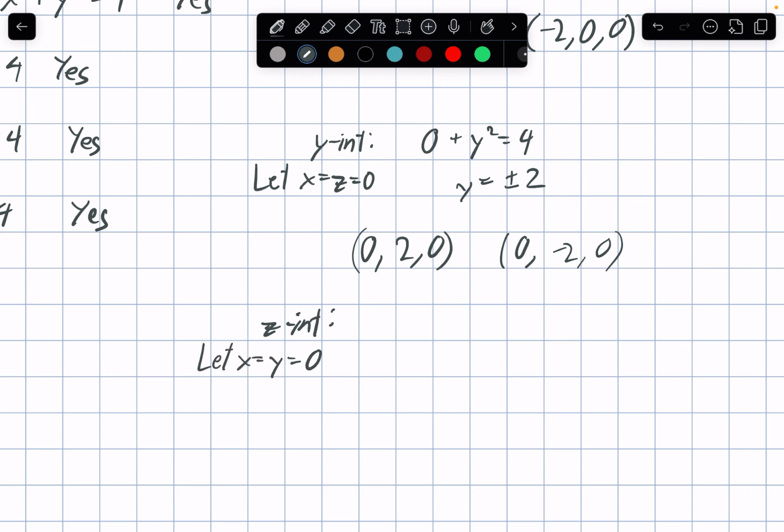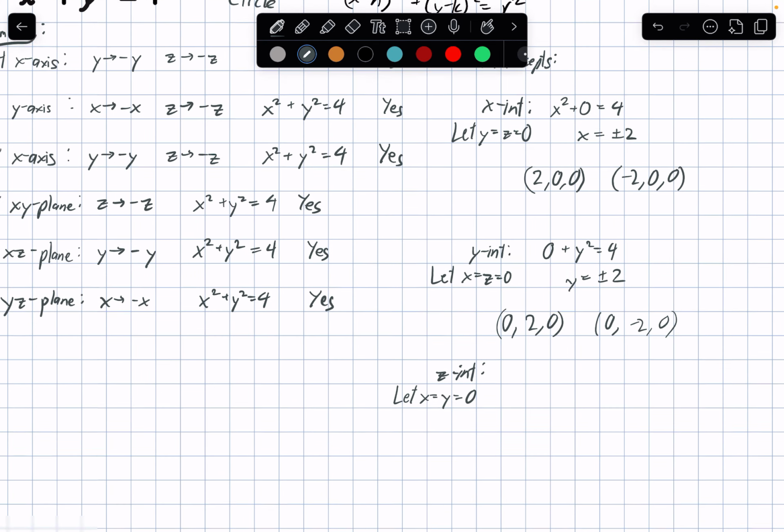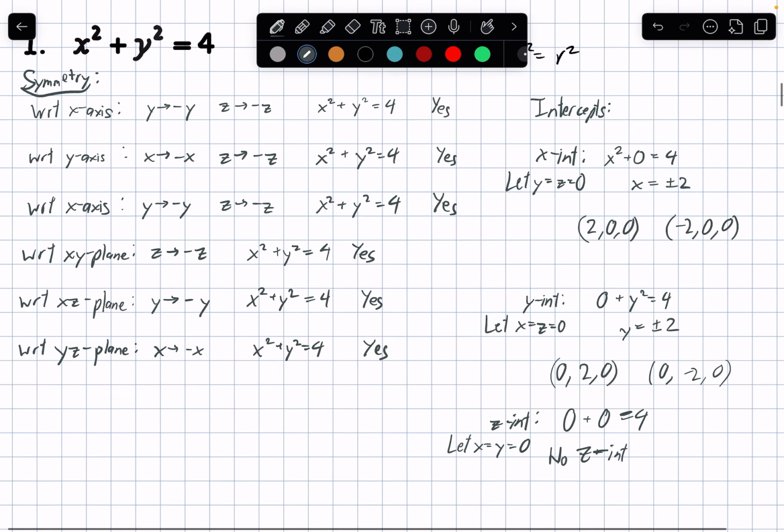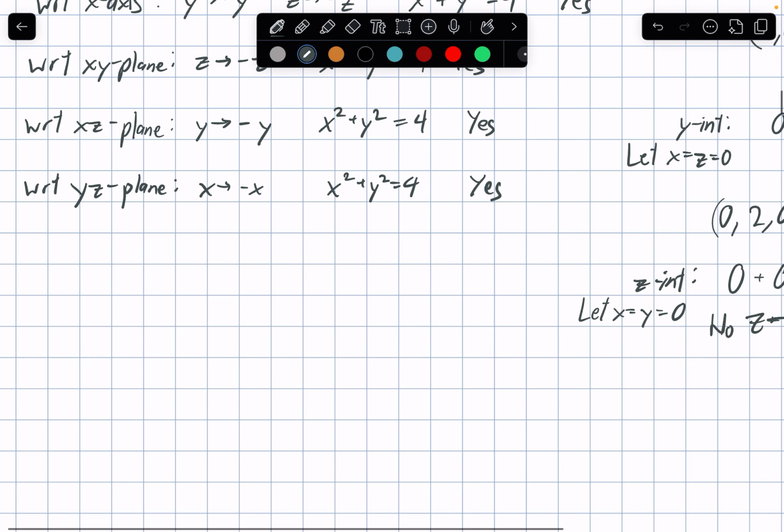Let x equal to y equal to 0. So again, x squared is going to be 0, and then plus 0 equal to 4. So if you see something like this, where the left side isn't equal to the right side, it tells you that this intercept does not exist. Basically there is no z-intercept in our scenario right now. So those are the intercepts. Let's now move on to the traces.